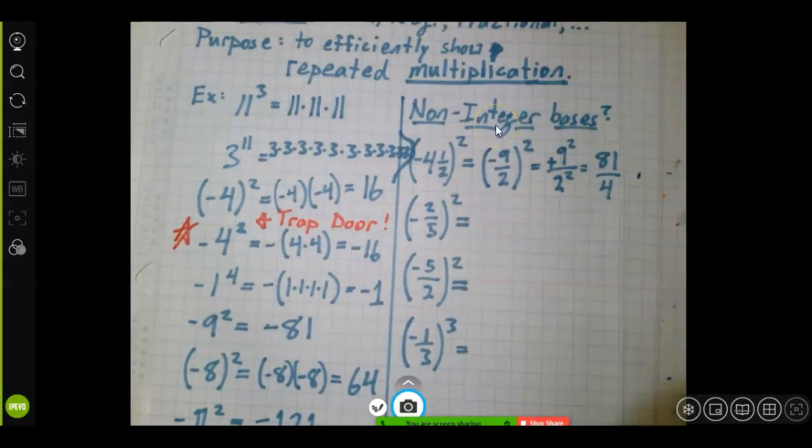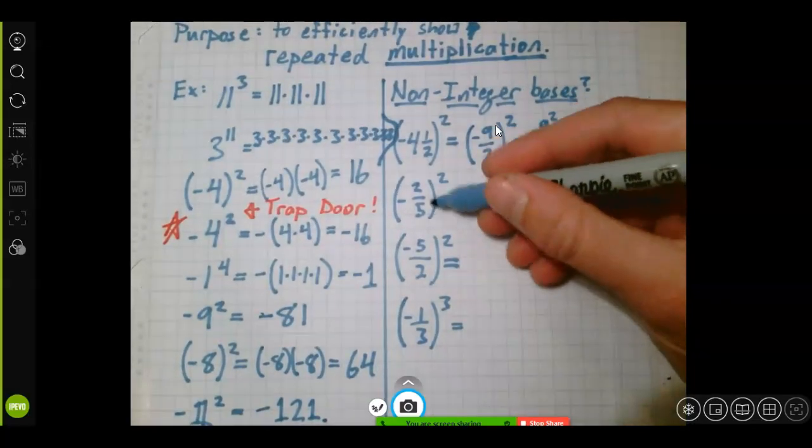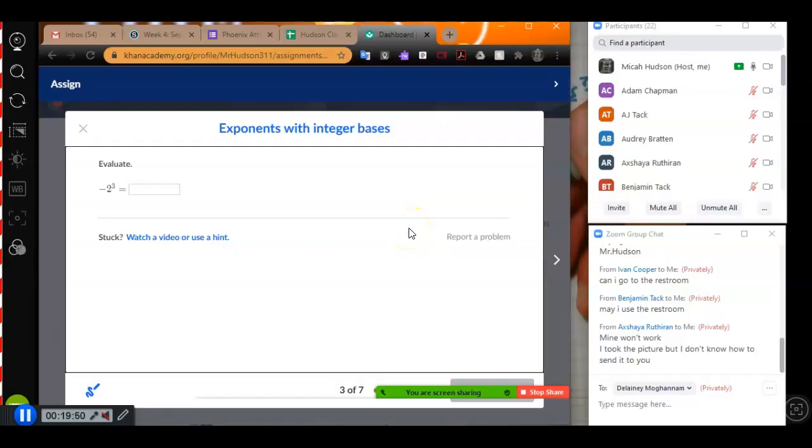All right, back to our notes, because I only got 20 minutes left. So back to our notes. If I take this fraction to that power, what keeps happening?